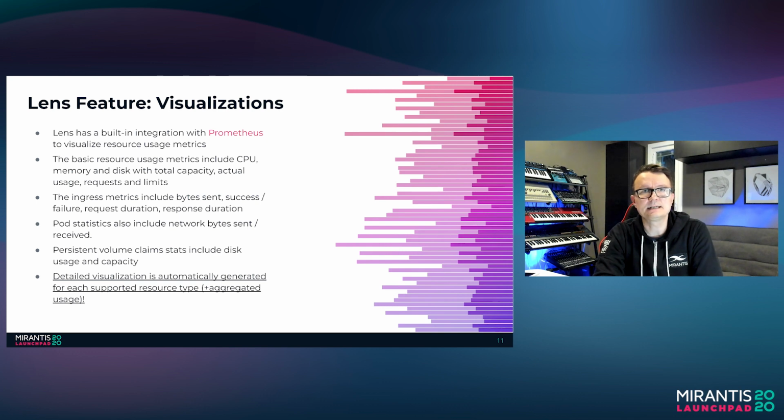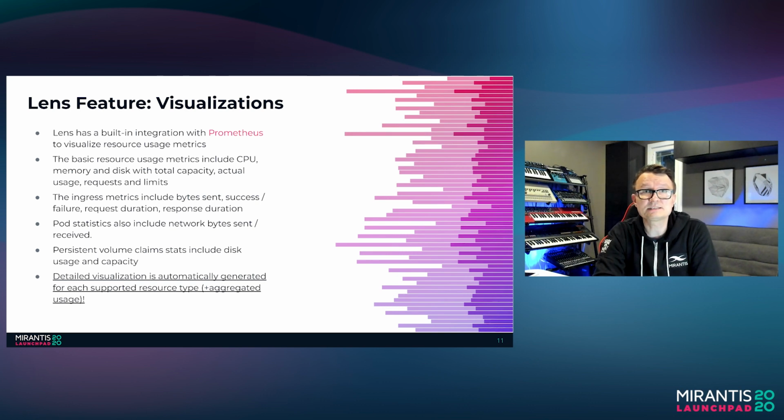The basic metrics include CPU, memory, and disk with total capacity, actual usage, requests, and limits. The ingress metrics include byte send, success, failure, and request and response duration. Pod statistics also include network byte sent and received. Persistent volume claim metrics include disk usage and capacity. Wow, that was a lot. And to be honest, we are just barely scratching the surface of the available features.